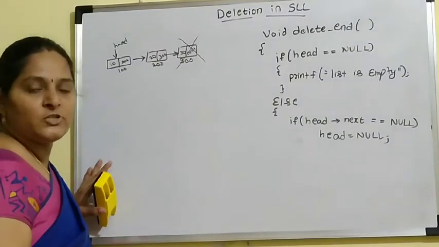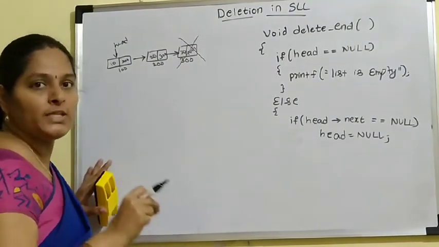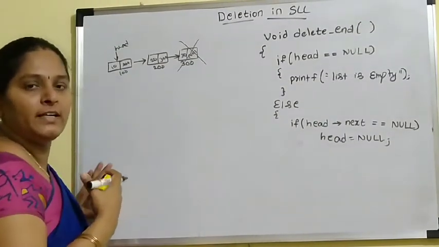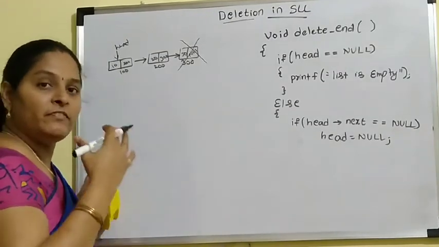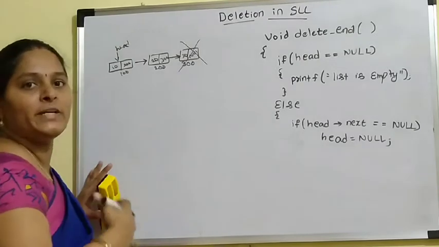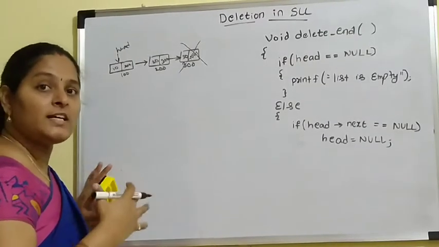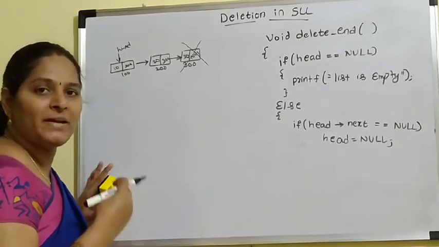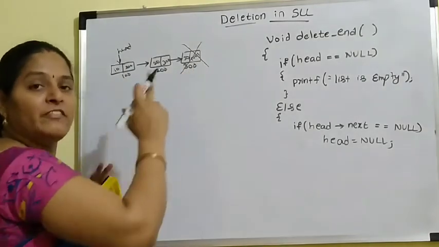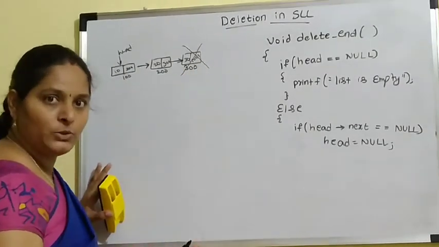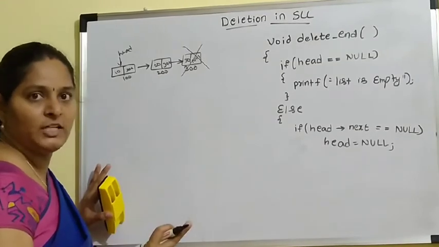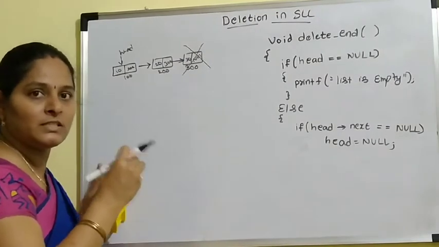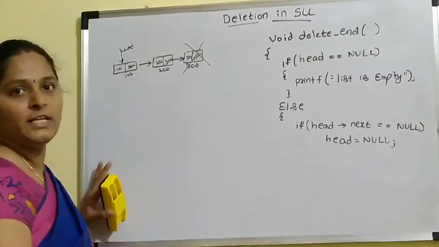If you want to delete the last node, first of all you have to find out which is the last node in the list. Here on the board, we can easily identify that the third node is the last node. But if it is in the memory, we don't know how many nodes are there in the list and which is the last node. So how can we identify the last node in the list? Based upon the next value. If any node's next part contains a null value, that indicates that it is the last node in the list. So based upon this rule, we need to identify the last node in the list.